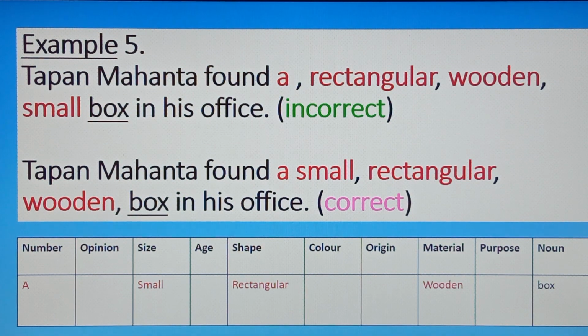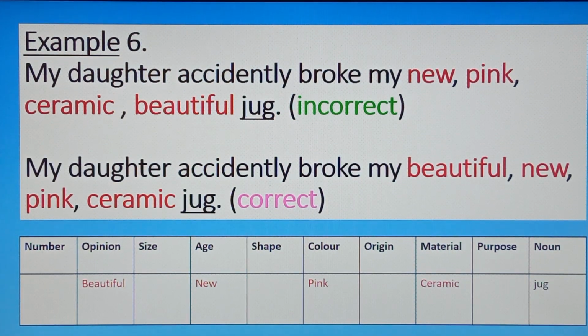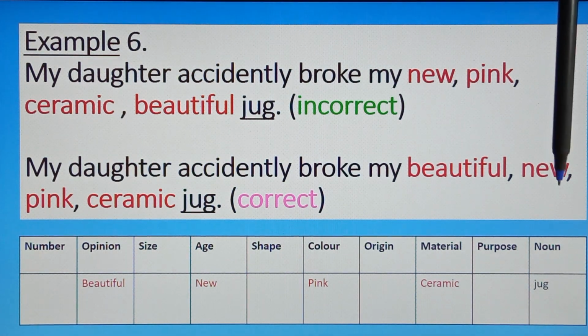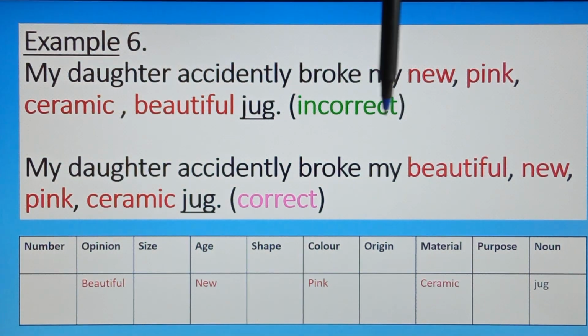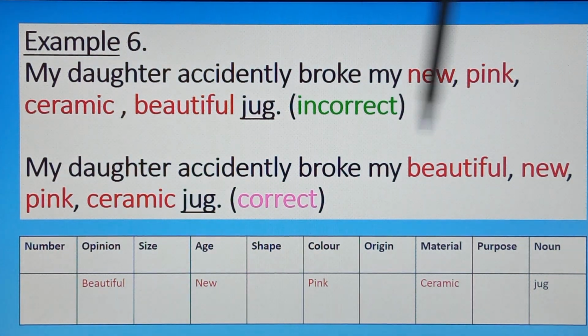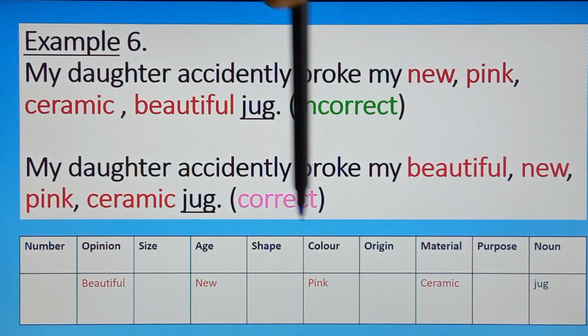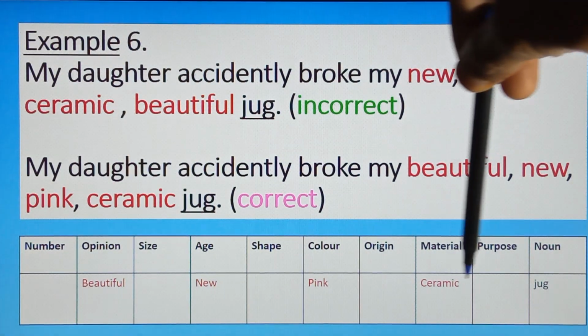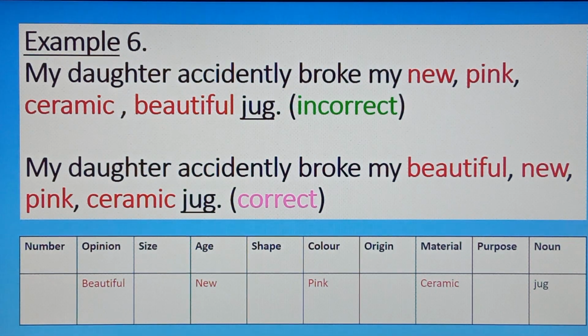Next example, see here. My daughter accidentally broke my new pink ceramic beautiful jug. This is incorrect. My daughter accidentally broke my beautiful new pink ceramic jug. This is correct. Now see here: beautiful is opinion, new is age, pink is color, ceramic is material, and jug is the noun. Before the noun we place these adjectives according to order.